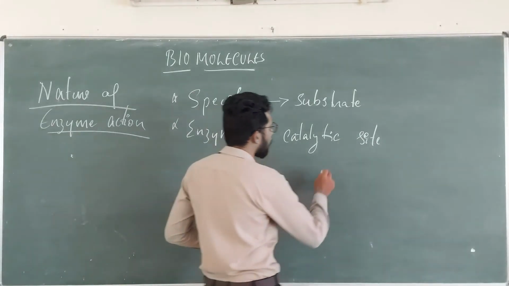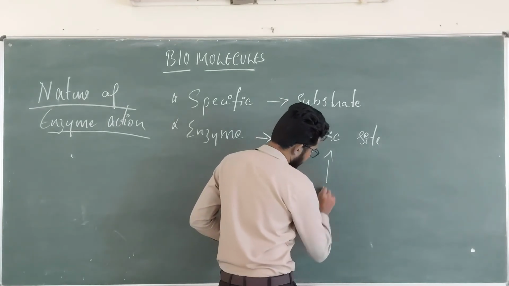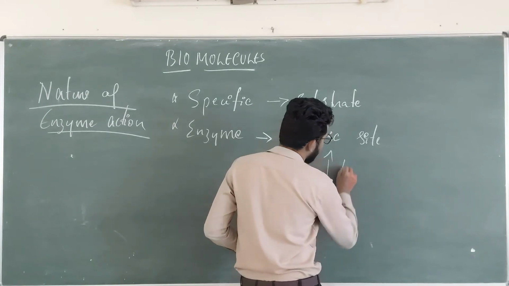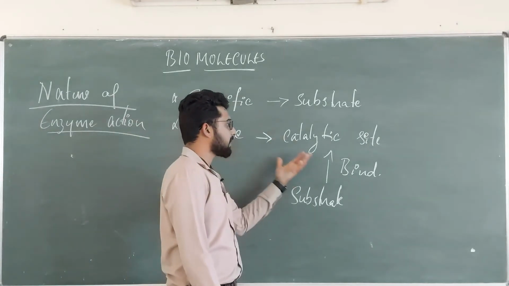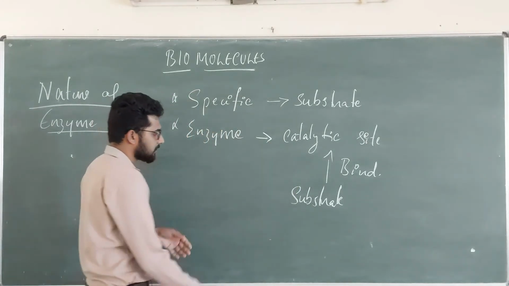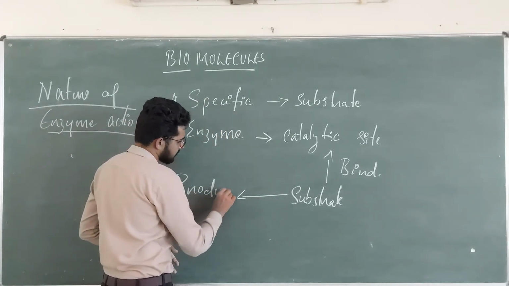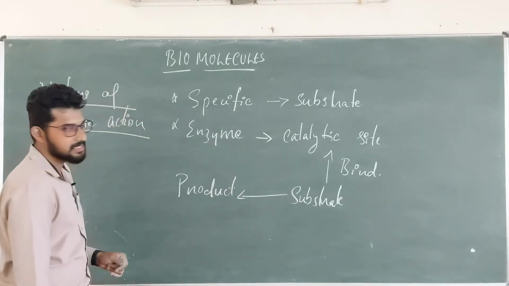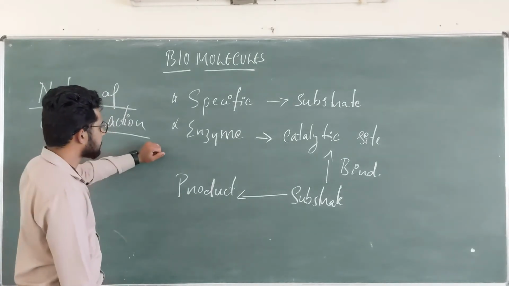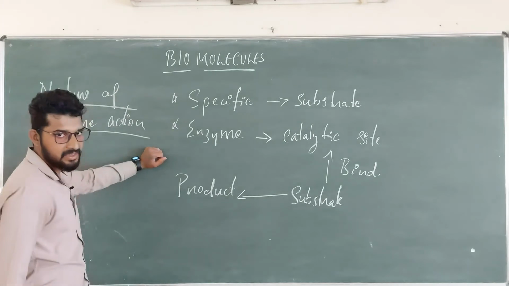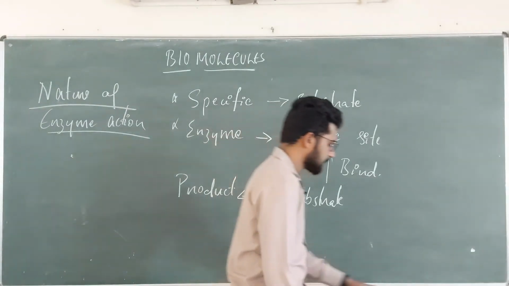To the catalytic site, always the substrate is going to bind. When the substrate binds to the catalytic site of an enzyme, the reaction is happening and the substrate will be converted into a product. This is the reaction principle. But how will the enzyme act? How will the catalytic site convert your substrate into product? We can have the discussion of that.